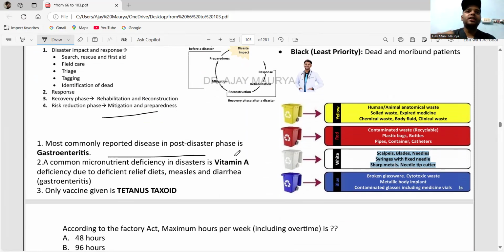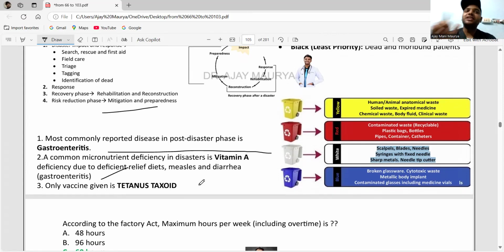The most common micronutrient deficiency is vitamin A. Due to what? Deficiency due to relief diets, measles, and diarrhea, causing gastroenteritis. The most common micronutrient deficiency is vitamin A. The only vaccine given is tetanus toxoid.